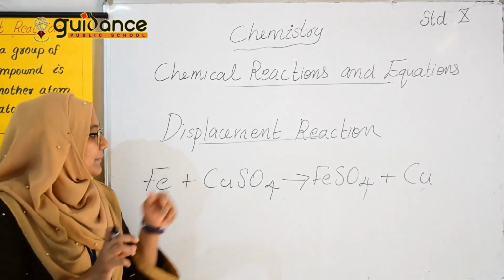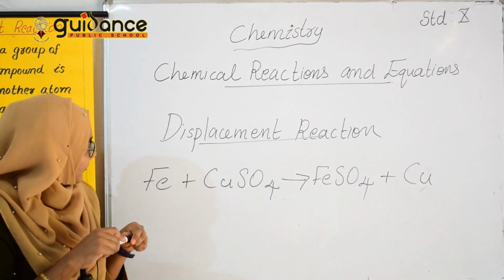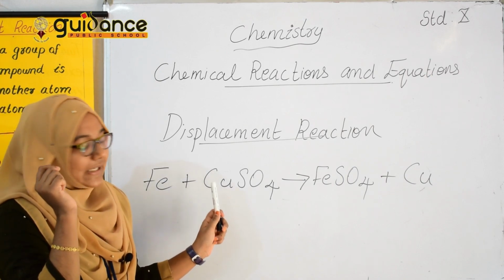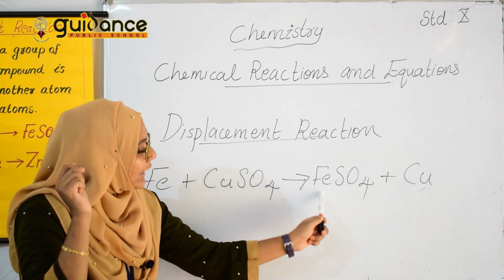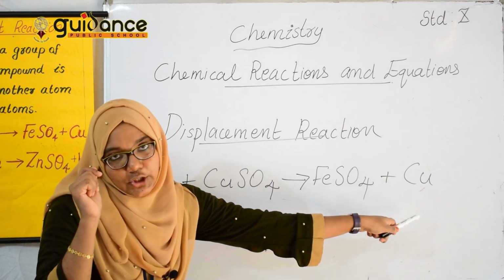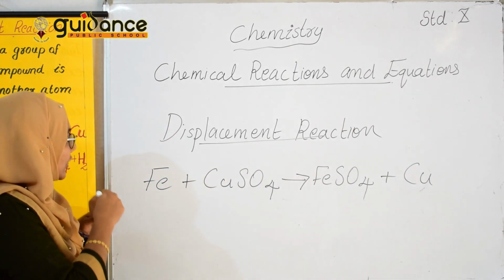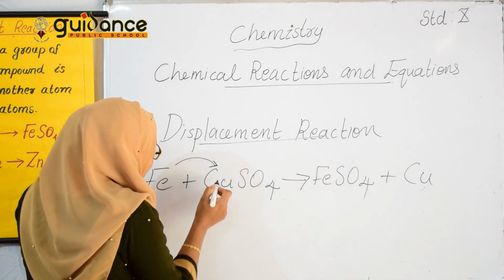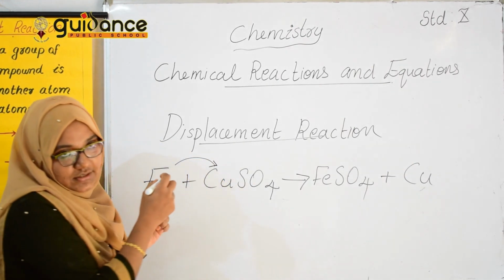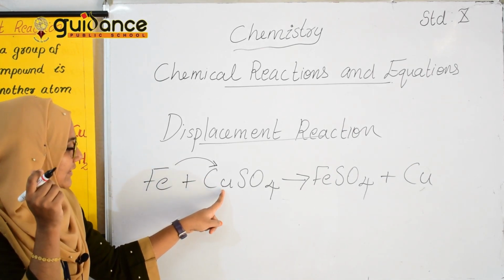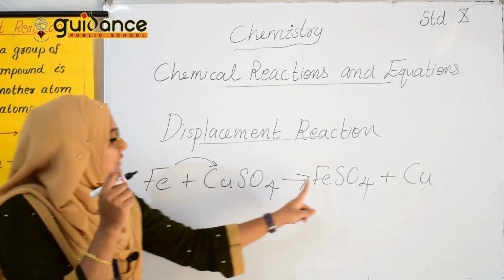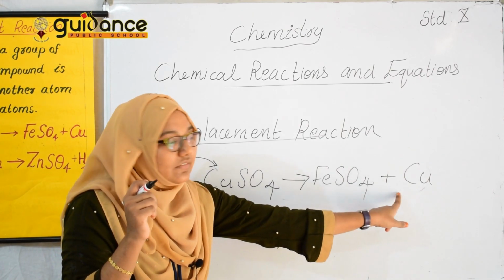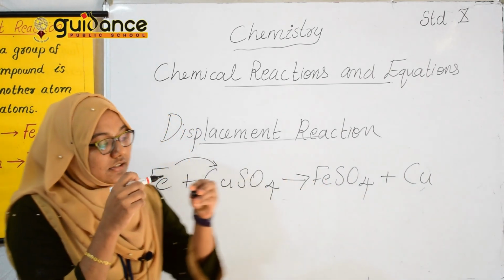Okay, from this what we can understand is, here Fe plus CuSO4, that means copper sulfate, gives FeSO4 plus Cu. What we are doing here is we are replacing this copper with the iron, so that we will get iron sulfate, FeSO4, and we will get copper in the solution.